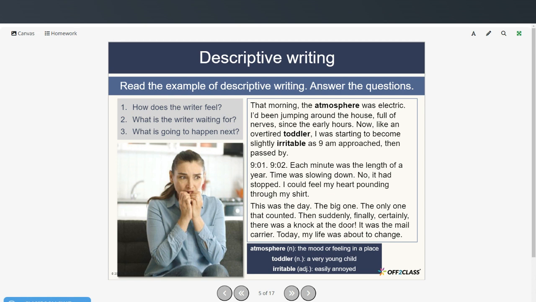So, how does the writer feel? Well, it looks like they're nervous and excited, a little anxious maybe. And what is the writer waiting for? Well, it sounds like they were waiting for some sort of news. And what is going to happen next? Well, hopefully, we'll find out what the mail carrier brought and what the big news is.